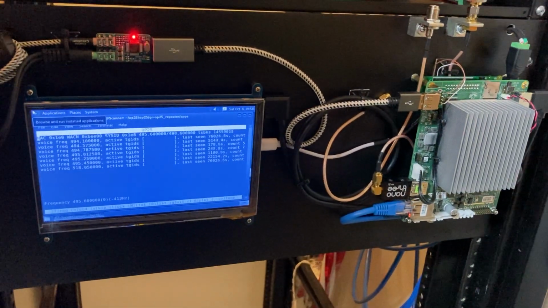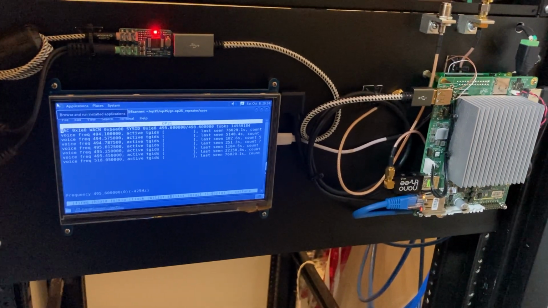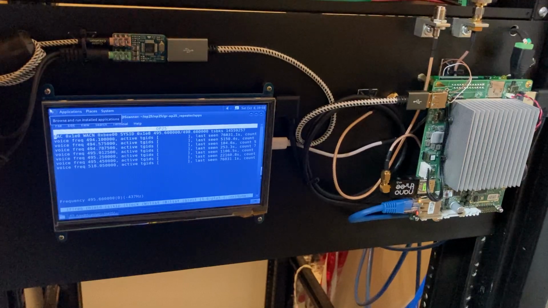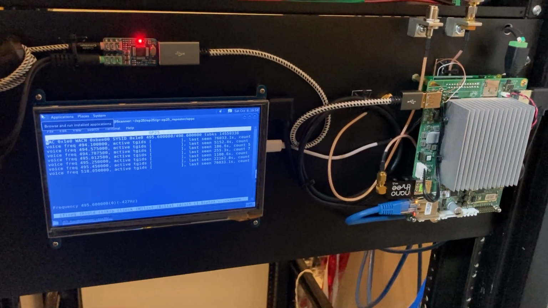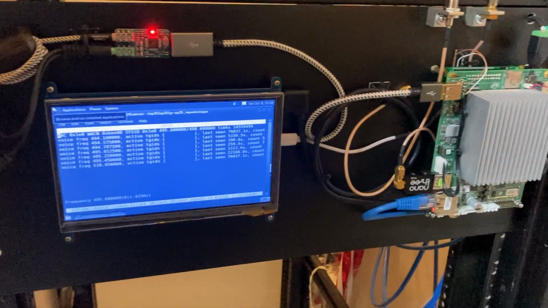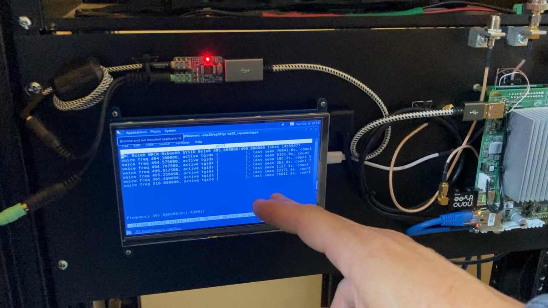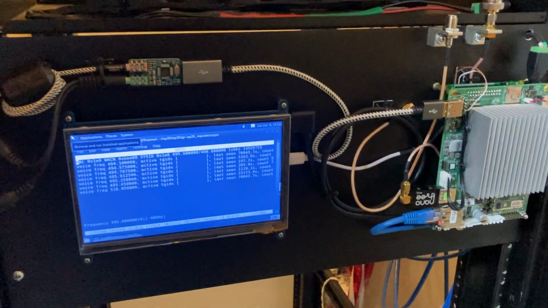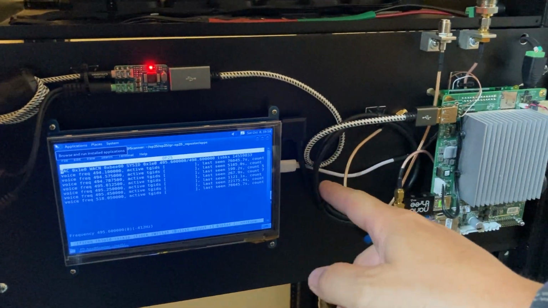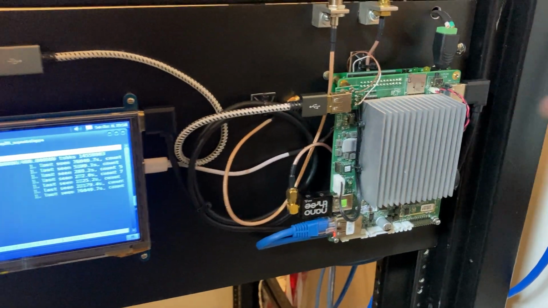You're looking at my redone OP25 setup. I had this running on a Raspberry Pi 3, but I decided to just move it over to an Atomic Pi that I had laying around. So we have the Atomic Pi hooked up to a 7-inch screen using 5 volts and HDMI coming out of the Atomic Pi.